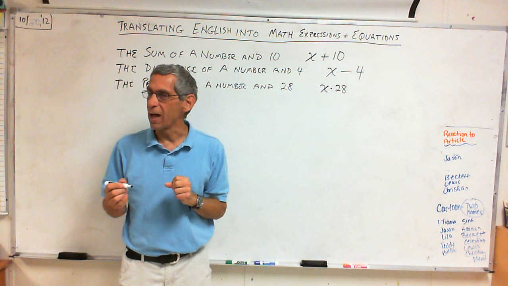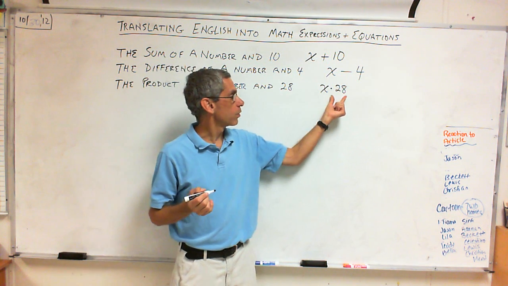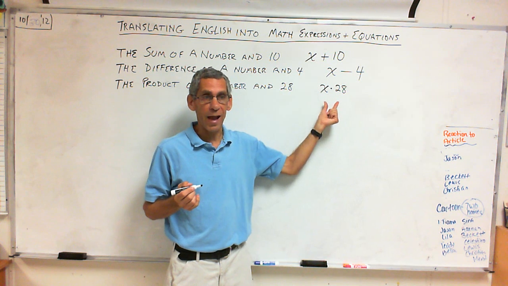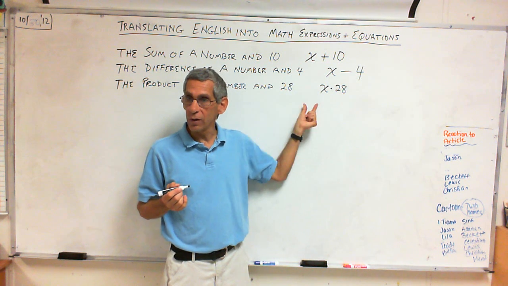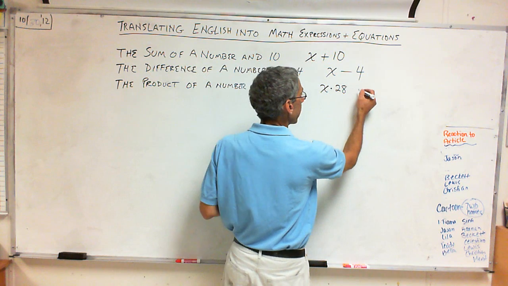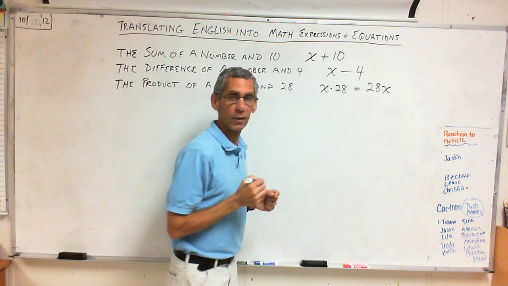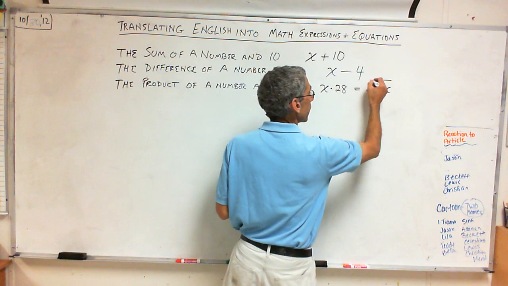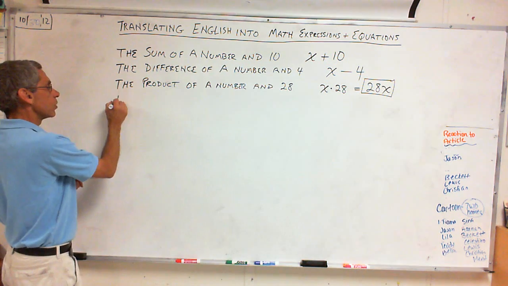But really in algebra, we don't do it that way. We don't usually put the number, the coefficient, in after the x. Remember? We put the coefficient before the x, right? So really, I would write it this way. I would write it 28x. Okay? So that's how I would do that. That's the proper algebraic way. Now what if I said this? The quotient.